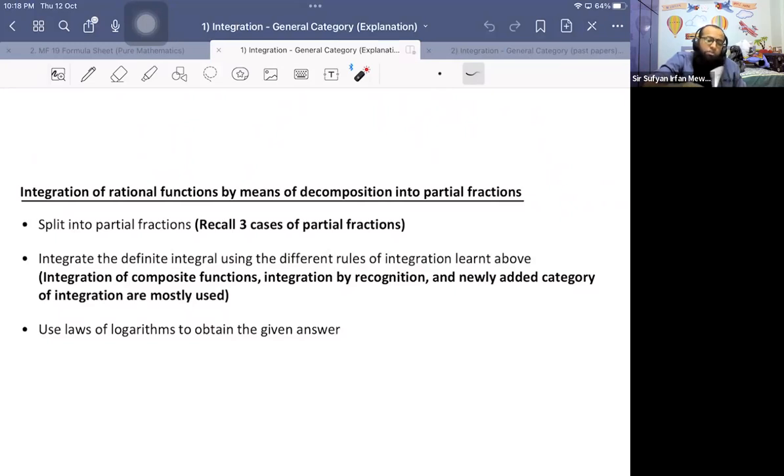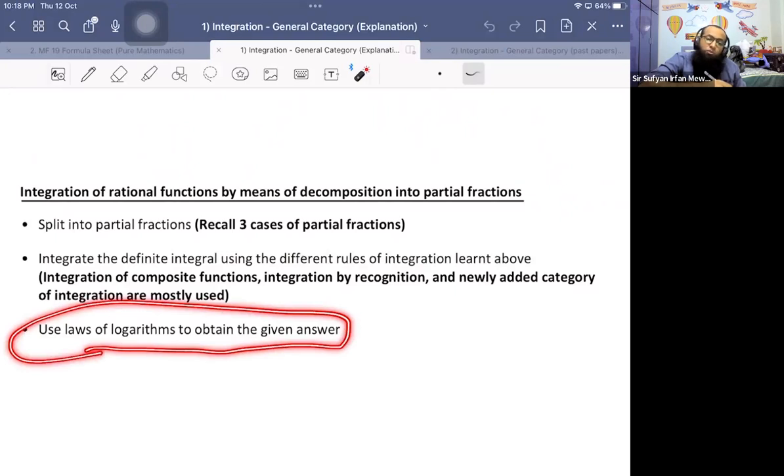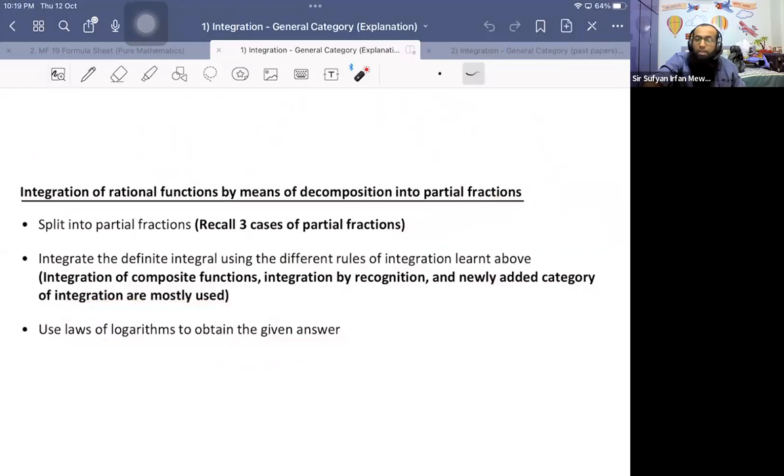Then you will also see that once you have integrated in part number 2 using the partial fractions that you have done in part number 1, then when you apply the limits, you have to show something. And for that, you will use the laws of logarithm to obtain the given answer. I said that laws of logarithm are used everywhere, from logarithm to trigonometry. So in the first part, you'll split into partial fractions. Then in part 2, you will integrate and also apply the limits. And once you have applied the limits, then you have to show something at times. And for showing, you will use the laws of logarithms: product law, quotient law, power law, etc. So this is something that you will be seeing in this particular category.